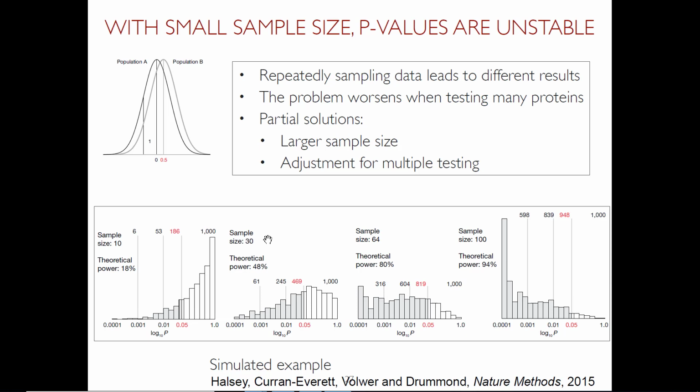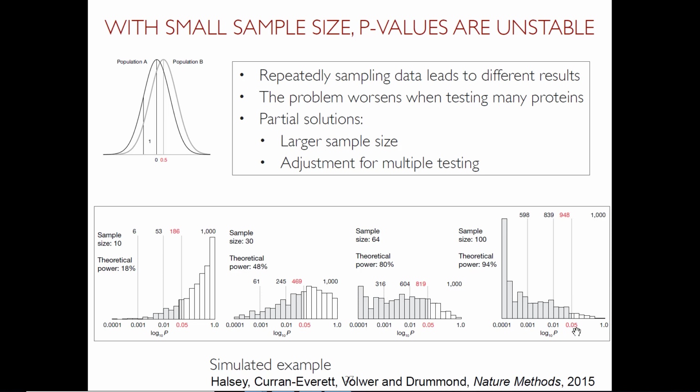They increase the sample size. Okay, so now we have more, we have 469 observations in this part and quite a few here. Sample size 64, okay, more. So it took a sample size of 100 to consistently have p-values below the value of 0.05.